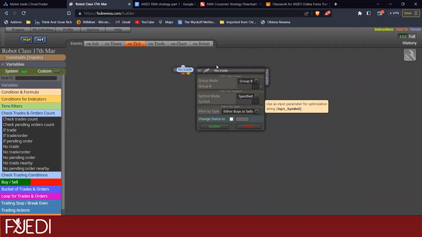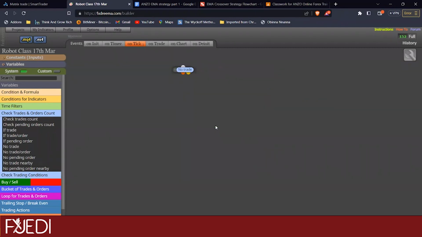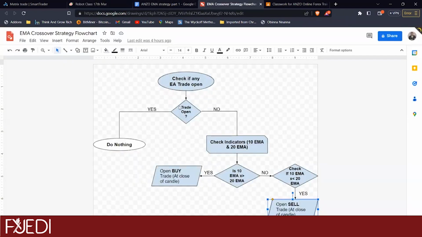Now, what this means is you're saying no trades, right? If there are no trades, you can select if there are no buy trades or if there are no sell trades. But what we want to select is if there are no trades, either buy or sell trades. So we don't need to modify anything here, just leave it as it is. Now, if there are no trades, what do we want to do? We want to check the moving averages.